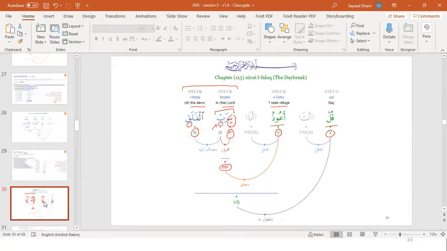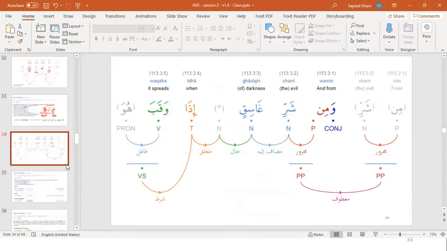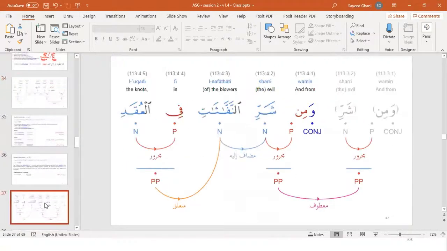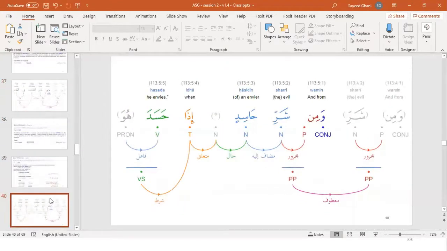So just doing a quick recap of the surah. Bismillahir Rahmanir Rahim. Qul a'udhu bi rabbil falaq. Say, I seek refuge in the Lord of the dawn. Min sharri ma khalaq. From the evil of what He created. Wa min sharri ghasiqin iza waqab. And from the evil of darkness when it spreads. وَمِن شَرِّ النَّفَّاثَاتِ فِي الْعُقَدِ, and from the evil of the blowers in the knots. وَمِن شَرِّ حَاسِدٍ إِذَا حَسَدَ, and from the evil of an envier when he envies. Sadaqallahu al-Azim.